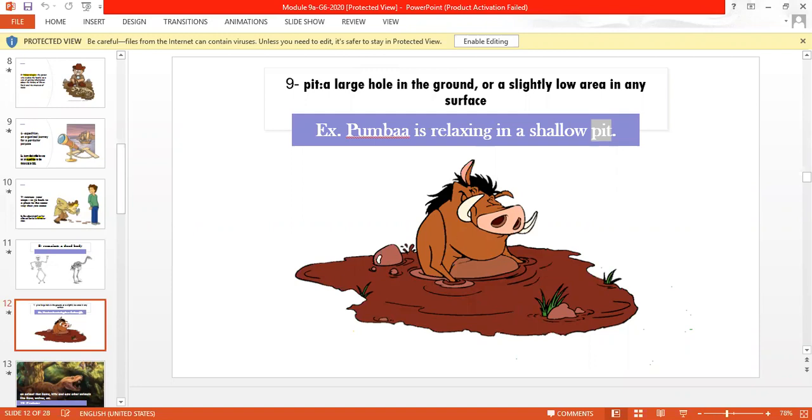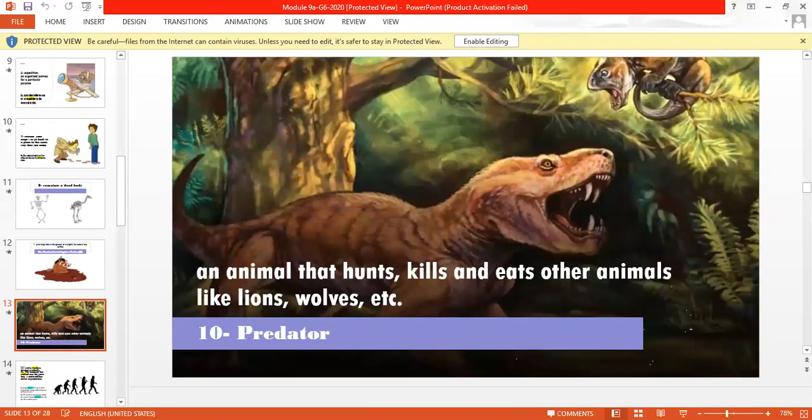This pit, or this area, is lower than the rest. Okay, here: predator. Predator is a very important word. It's an animal that hunts, kills, or eats other animals, like lions, like wolves. So this animal kills the other animal to eat it, like the tigers, like the dinosaurs. So the predator kills other animals to eat them.